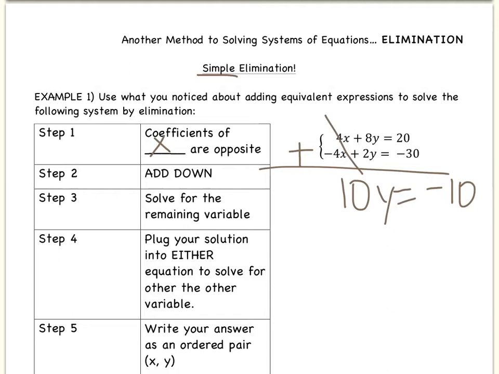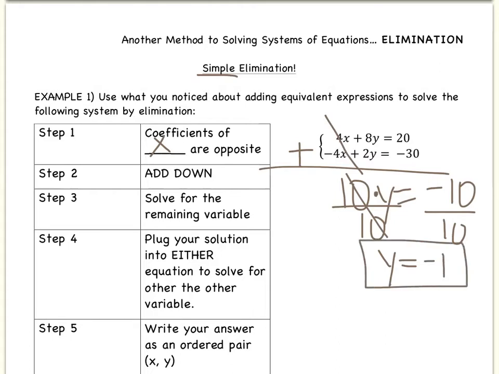So that means I should be able to get y alone. 10 and y are attached with multiplication. Undo it with division. My 10's cancel. I'm left with y equals negative 10 divided by 10, which gives me negative 1. So now I have my y value: y equals negative 1.